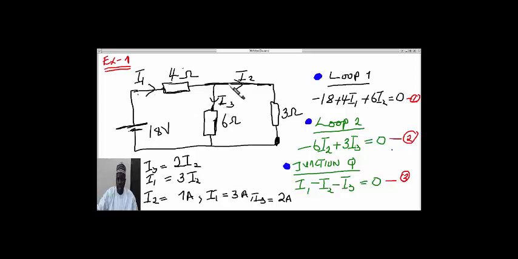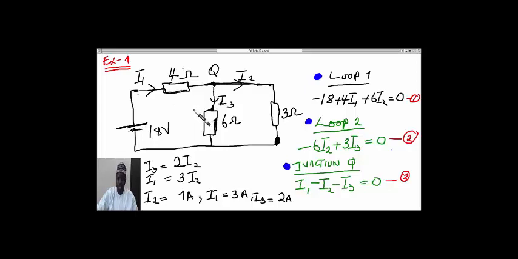Then we have assigned currents to our sections. It means that we have a point, a junction here, which is going to split our current. This junction, we can call junction Q. This will now enable us to write Kirchhoff's current law, because we have a junction and we have currents. Okay, that is the first procedure.